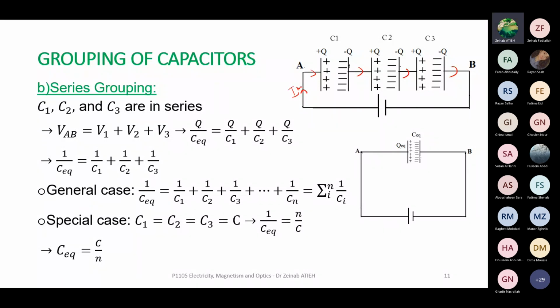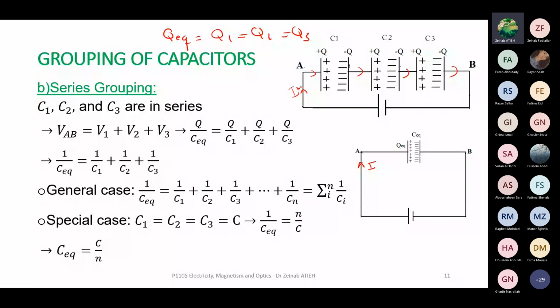So if a charge arrives to the first one, the same charge will arrive to the second, the same charge will arrive to the third, because the current is the one that carries the charge. So you can see that Q equivalent has the same charge as Q1, Q2 and Q3. I will remind you that we know there is plus and minus, but when we say charge of a capacitor we mean the positive plate. So Q equivalent is equal to Q1, equal to Q2, equal to Q3.